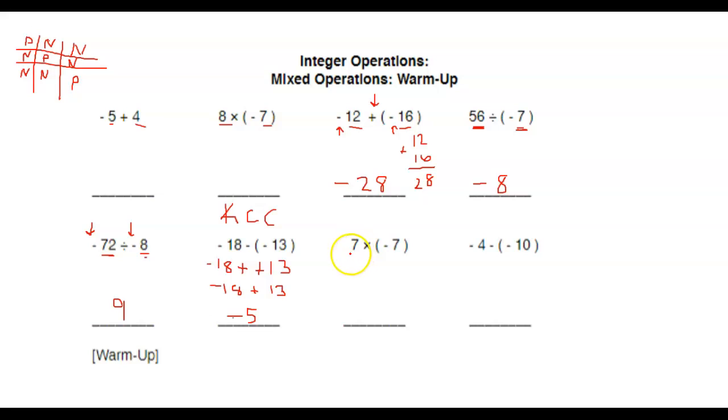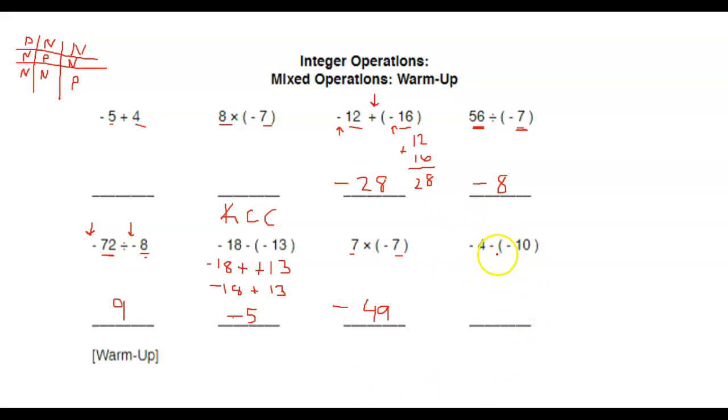All right, we're multiplying on this next set. 7 times 7, we'll multiply as normal. We know that's 49. And now to figure out the sign, 7 is positive. The other 7 is negative. So I got a positive times a negative. That gives me a negative, right?